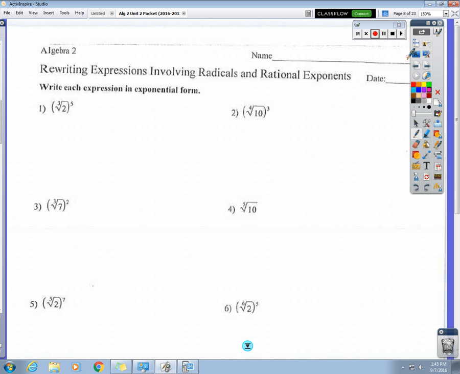And I want you to try 1 through 9 odd on that page. So just 1, 3, 5, 7, and 9.